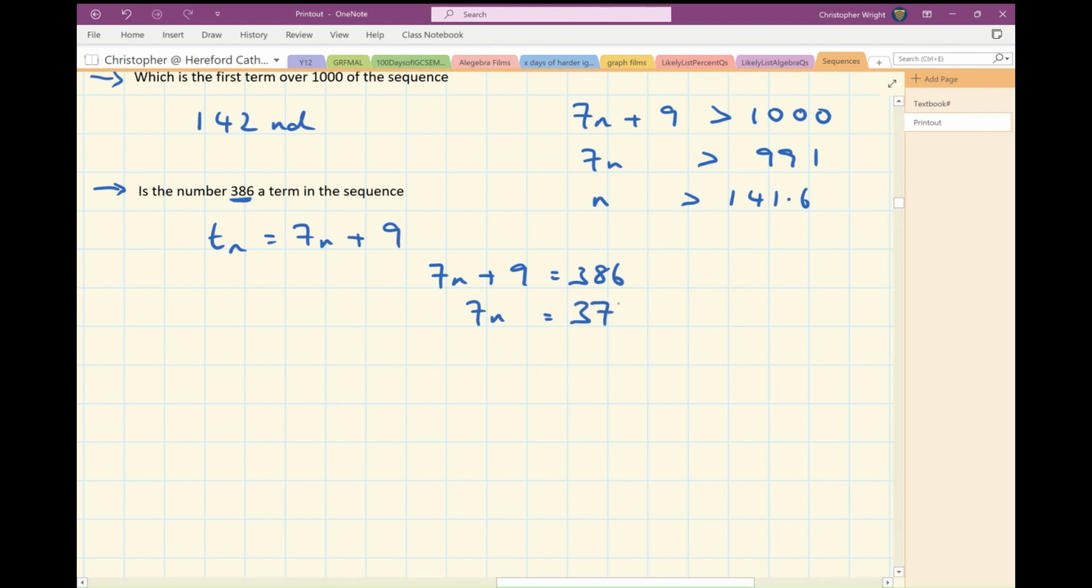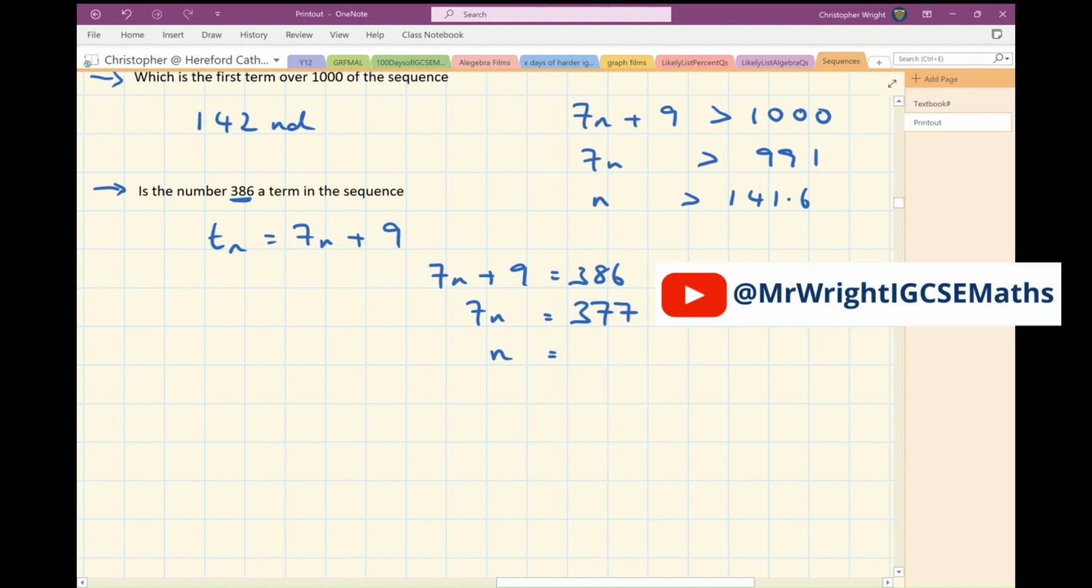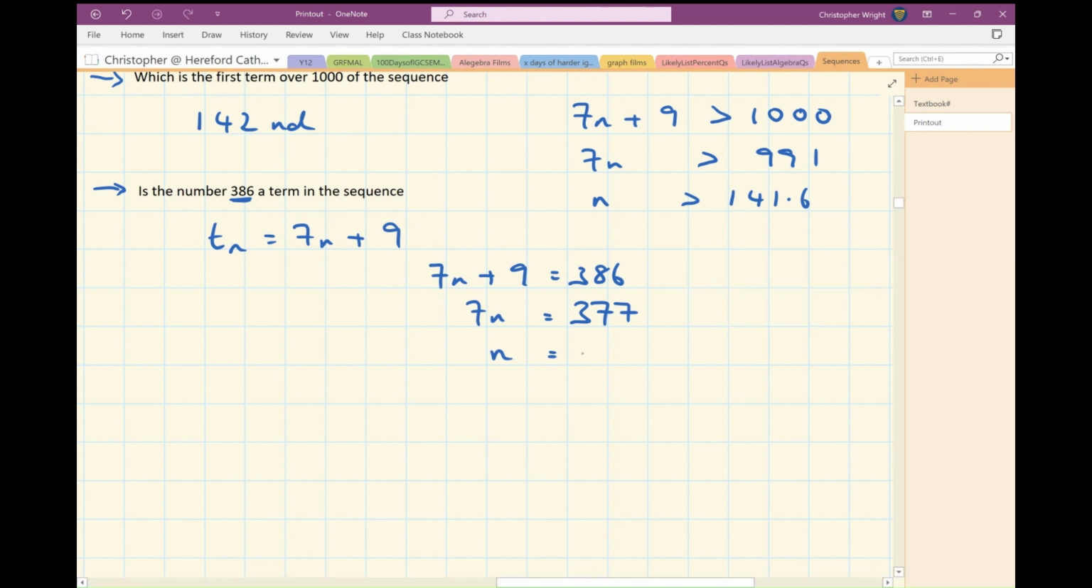Well, in that case, 7n would have to be 386 minus 9, 377, and n would have to be, I wonder if it's going to be a whole number. If it's a whole number, then I've got an answer, but actually n in this case has got to be 53.9 to one decimal place. So there's no way I can have a whole number value of n and get 386.